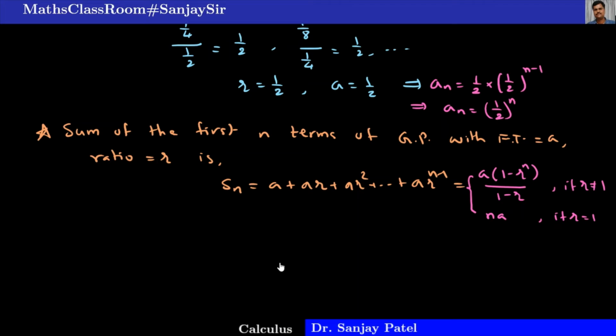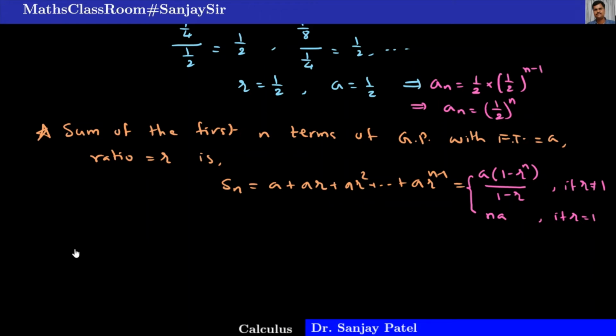So when the common ratio of a geometric sequence is 1, then the sum of the first n terms is given by n times a, where a is the first term of the geometric sequence. So this is also a very, very important formula. This Sn means the sum of these first n terms.